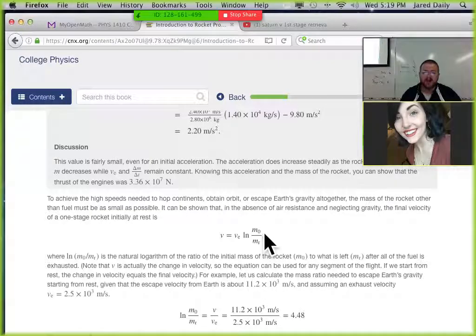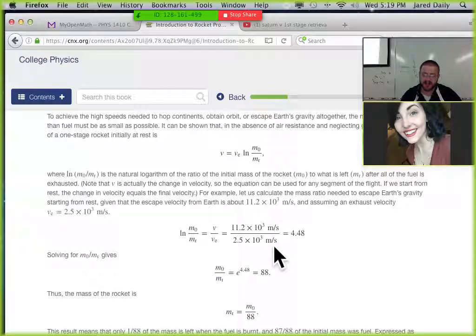The initial mass is the total mass, divided by the mass of the rocket without any fuel, or whatever is left. So what it's saying is the final velocity after the first stage. After the first stage is complete burnout, that's the final velocity of a rocket.